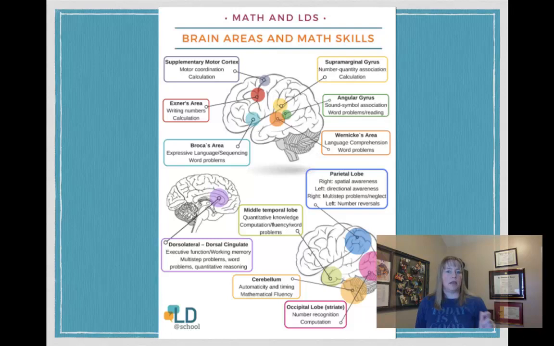And then in the Exner's area, we've got writing numbers. Okay, so that's happening there. And then the Broca's area, we've got expressive language and sequencing. So this is where our brain is really processing those word problems of sequencing the tasks that we have to go through to be able to solve that word problem. That can be a really hard skill for our students to know.